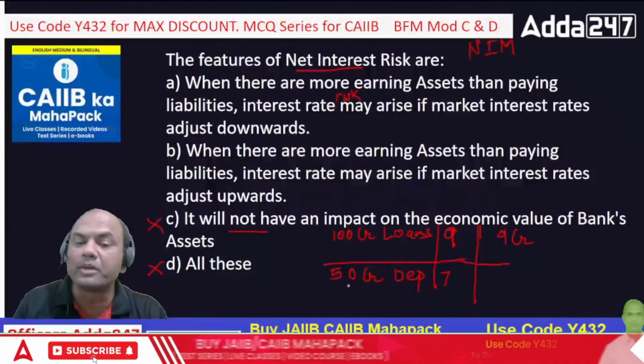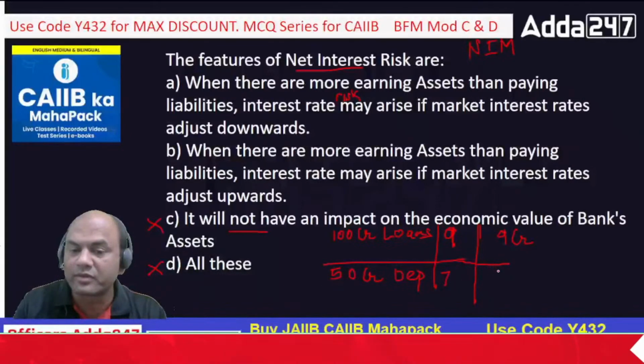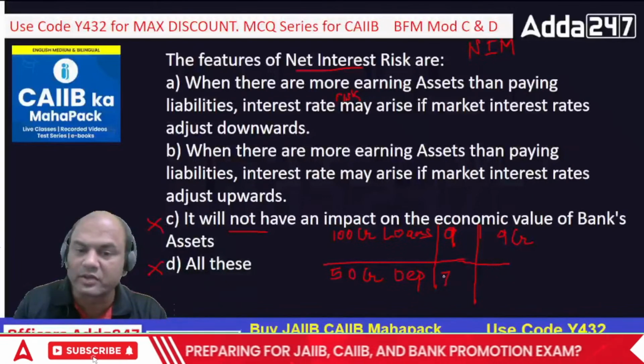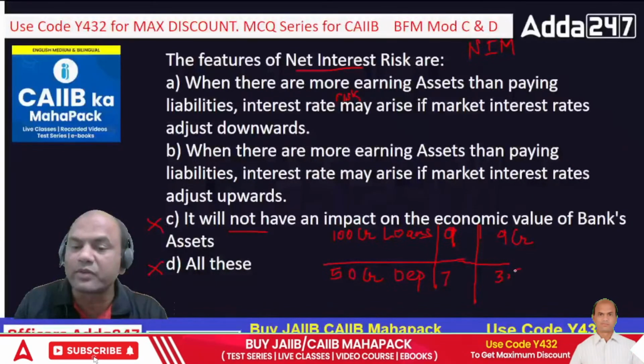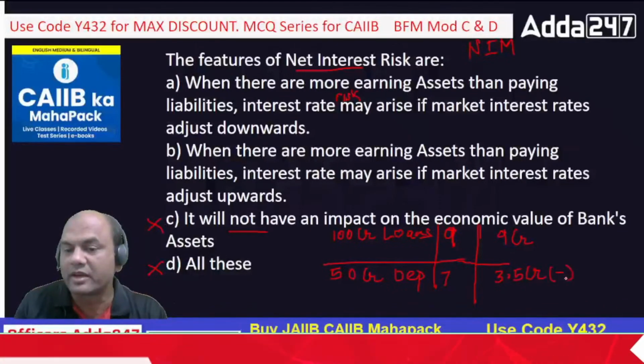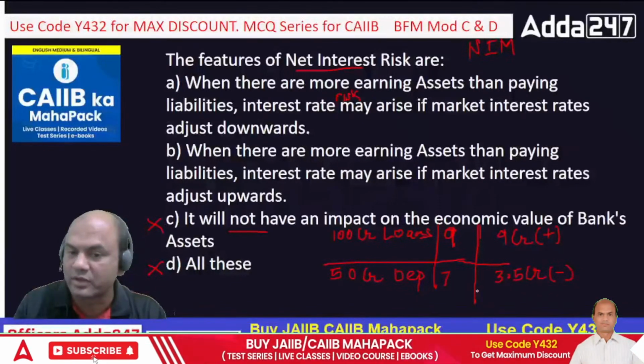And here, how much is going out? On 50 crores, 7 into 5 is 35, so 3.5 crores is going out. So that is minus for me, and the 9 crores is plus for me. So how much am I earning? The gap of this, 5.5 crores I am earning over here.